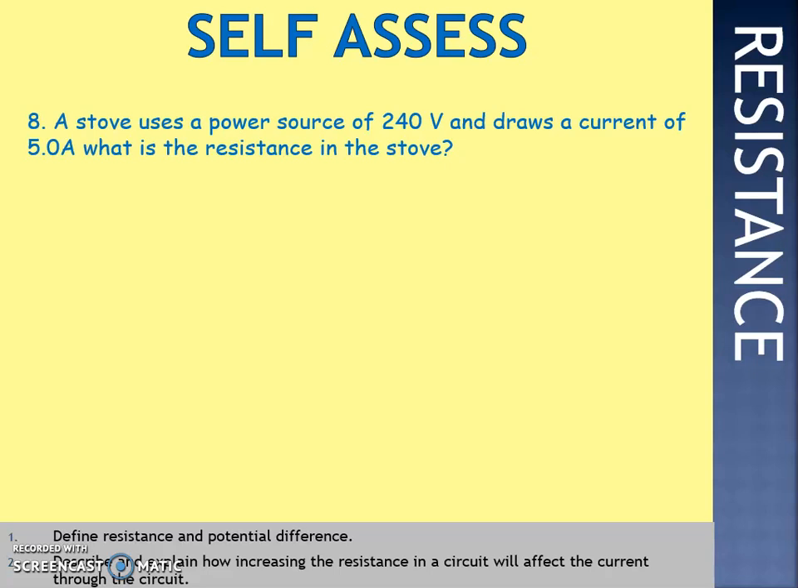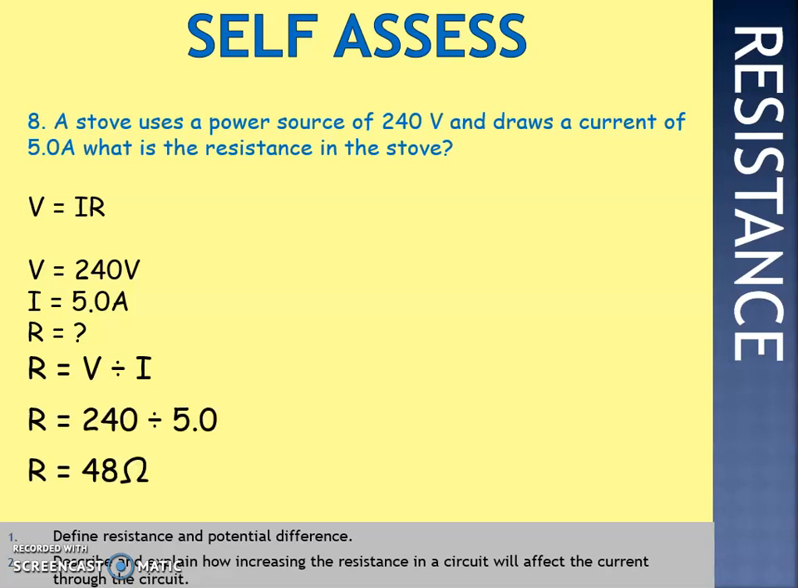Question 8, a stove uses a power source of 240 volts and draws a current of 5 amps. What's the resistance? Again, we need to rearrange our equation, get our values out first and write those down. Resistance is voltage divided by current, so that's 240 divided by 5, gives us 48 ohms.